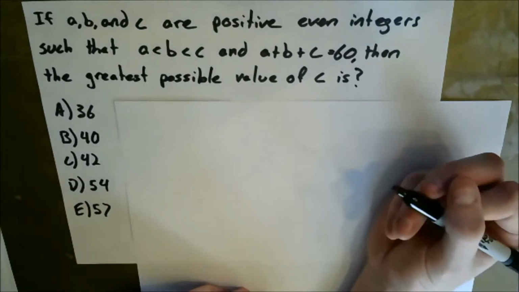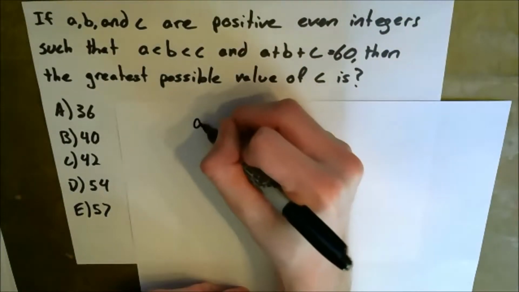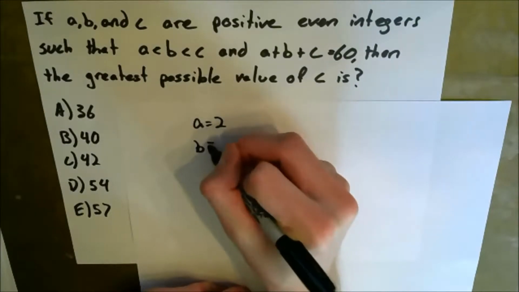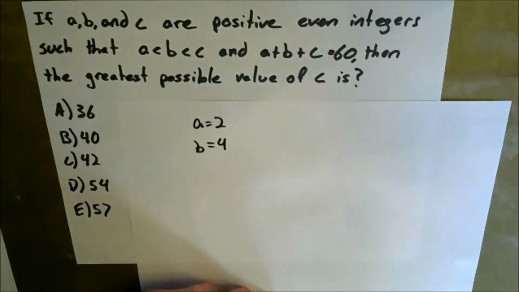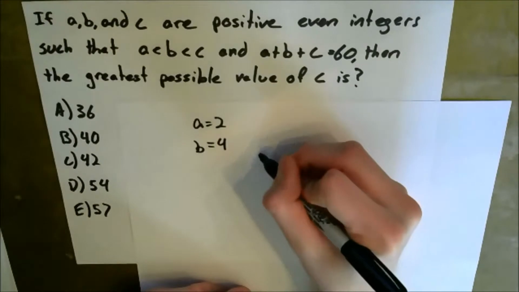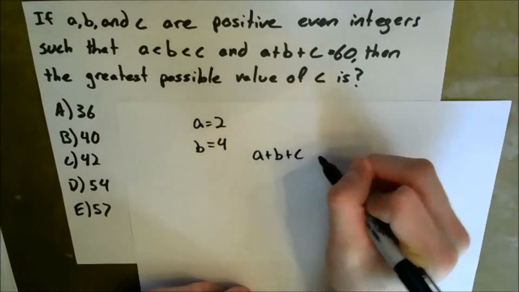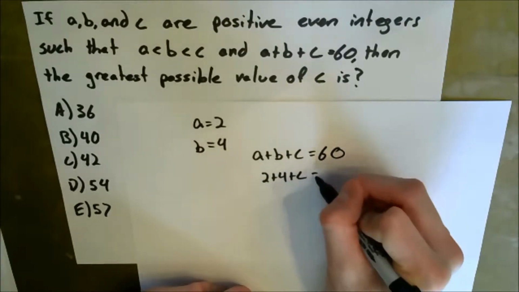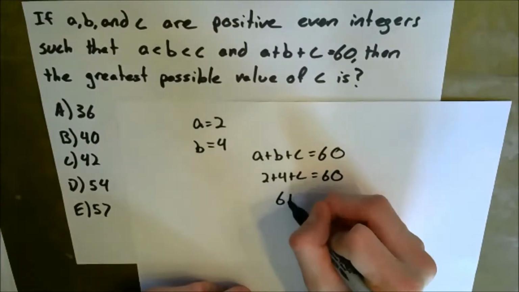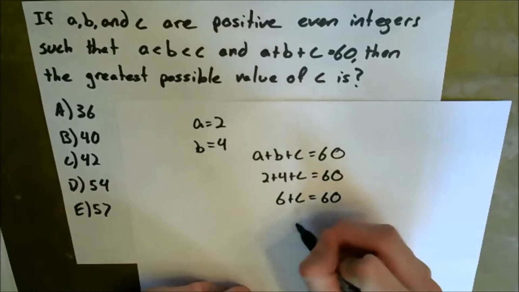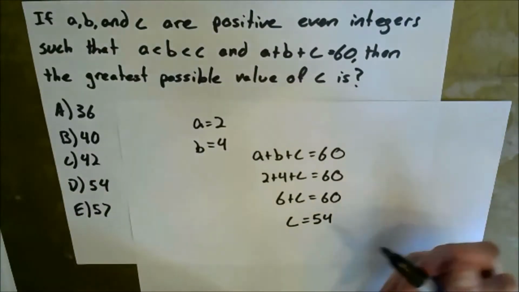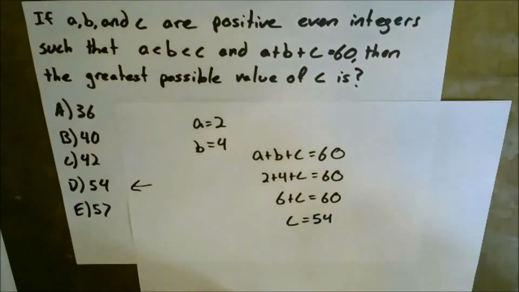So let's have the lowest possible values of a and b. We'll say a equals 2, which is the first positive even integer, and then b equals 4, which is the next positive even integer. And then we rewrite our equation a plus b plus c equals 60 as 2 plus 4 plus c equals 60. We simplify it further and we say 6 plus c equals 60, and then c equals 54. So the greatest possible value of c is 54, and the answer is D.